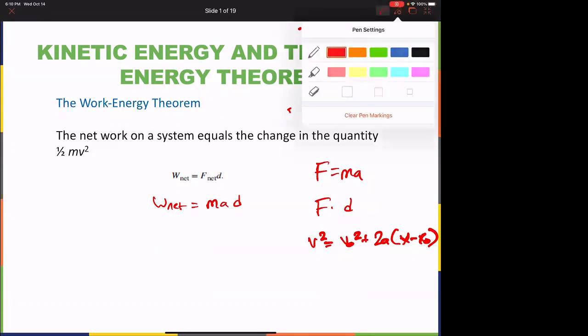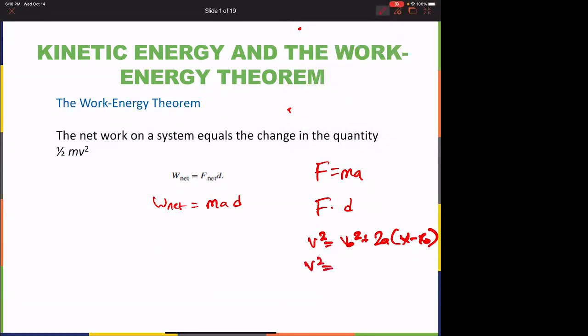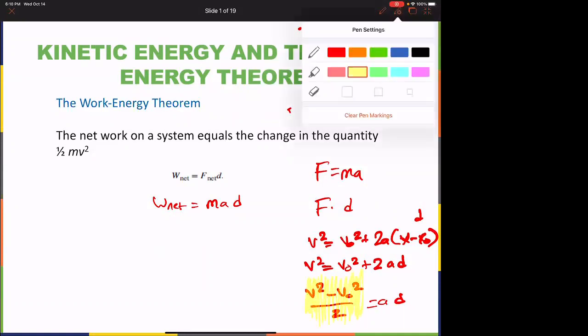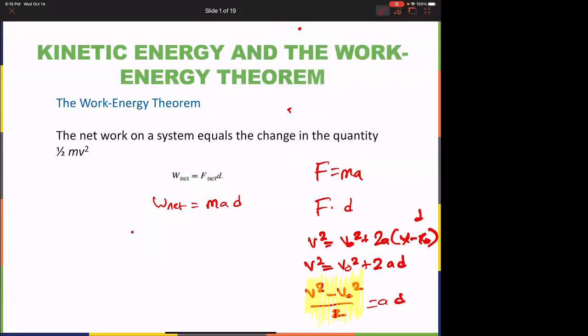If we rewrite this equation as V squared equals V naught squared plus 2a, and we call x minus x naught d, right? Then we can substitute in: V squared minus V naught squared over 2 equals ad. So we can take this right here and substitute it in for our value up here. So we get work net equals, right, that's the ad, m over 2 times V squared minus V naught squared.